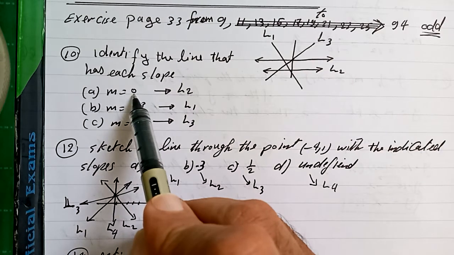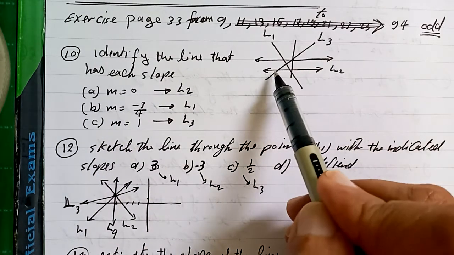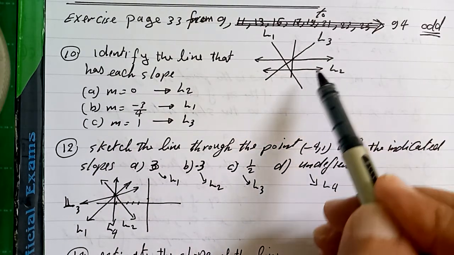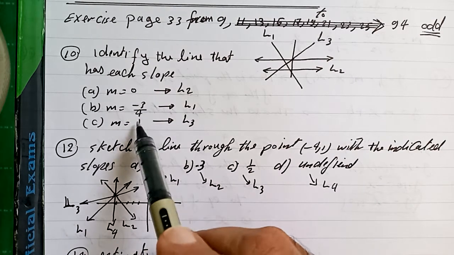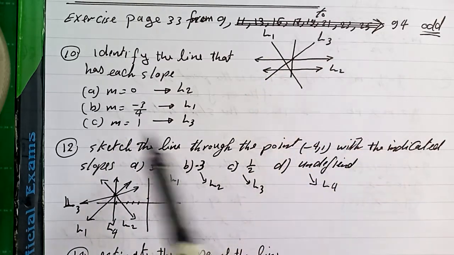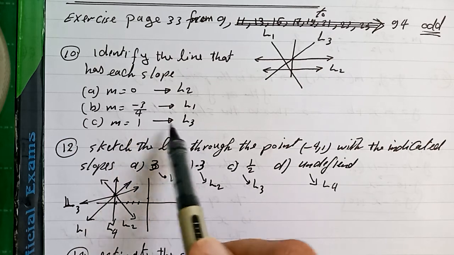So m equals 0 is line 2. m equals negative 3 over 4 is line 1. m equals 1 is line 3.